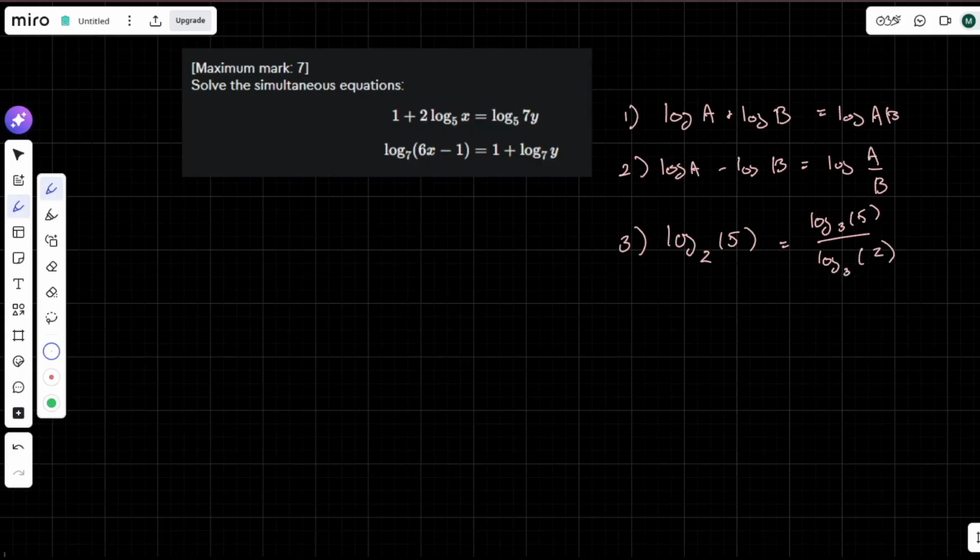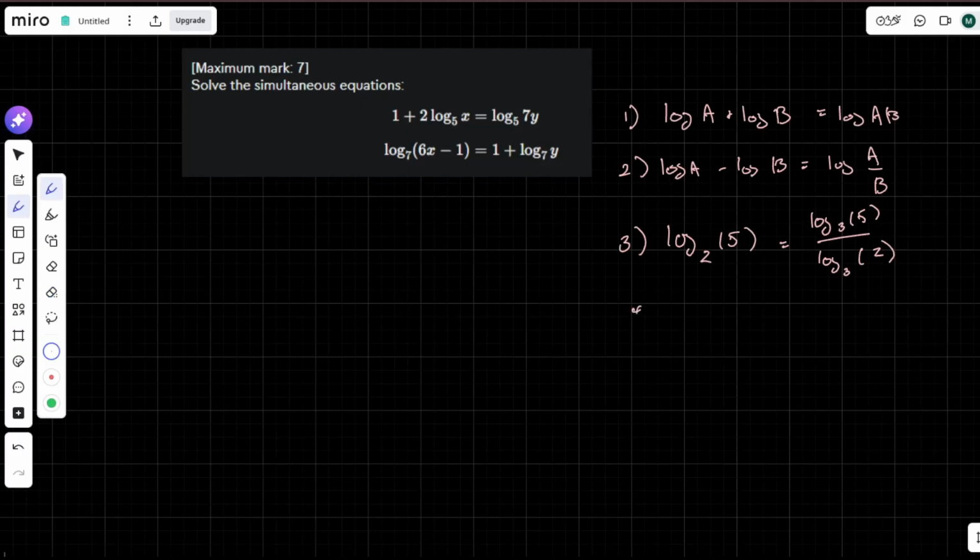The reason this is helpful, it allows us to take one logarithm and represent it in terms of a logarithm of an entirely different base. So we've just chosen 3 here, but I could put any value in here that I want. That's going to be super helpful for this problem. And then the other rule that we want to put in is going to be our power rule.